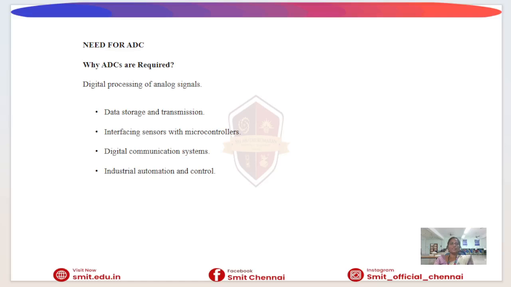ADCs enable digital processing of sensor signals, easy storage of measured data in memory devices, reliable transmission of information through communication systems, interfacing sensors with microcontrollers and computers, and automation and control in industries. Without ADCs, digital systems would not be able to interact with real-world physical quantities.